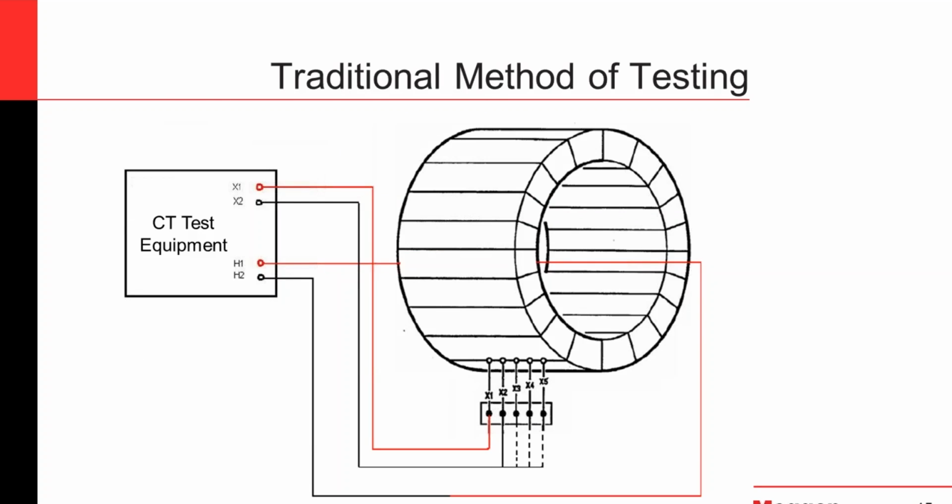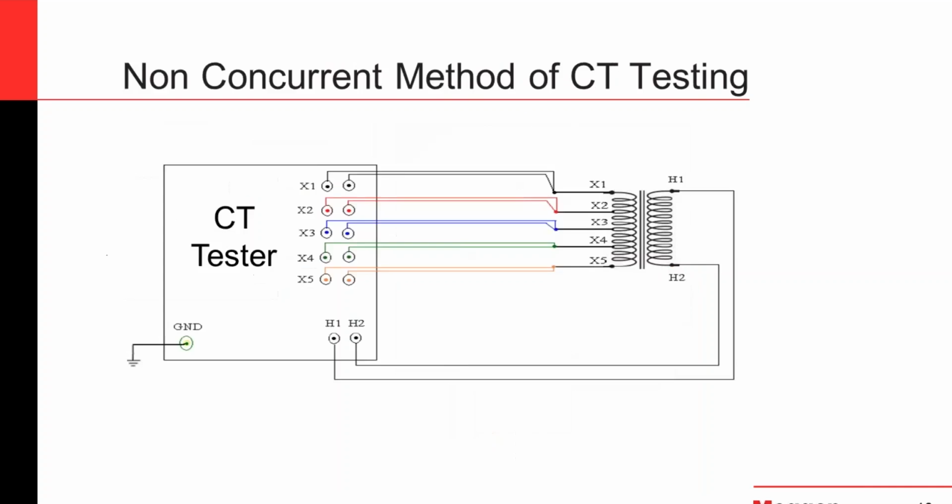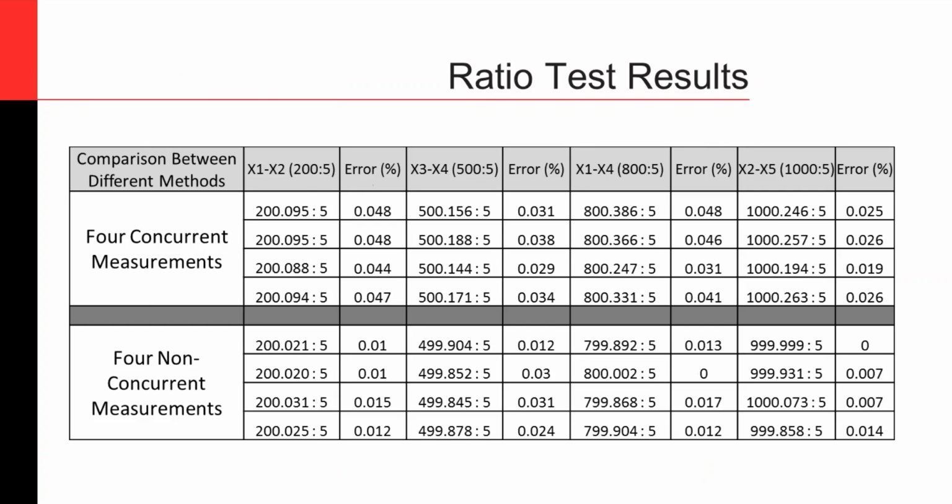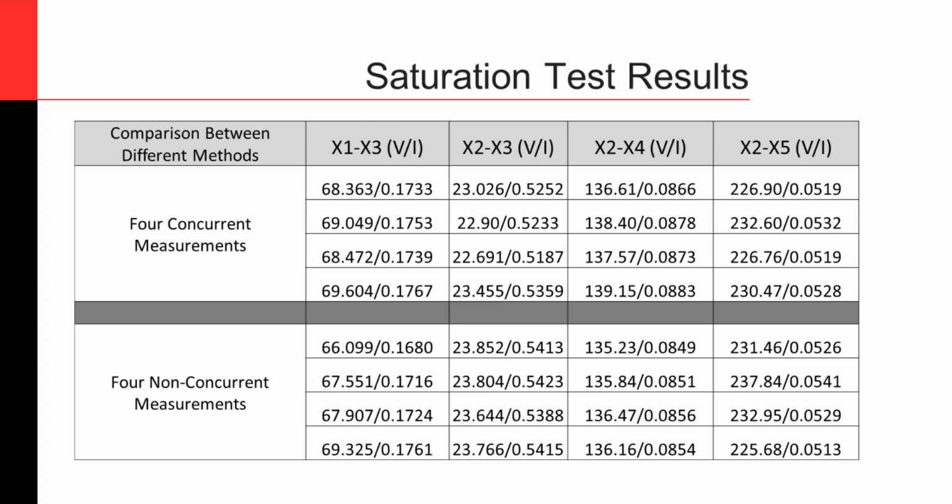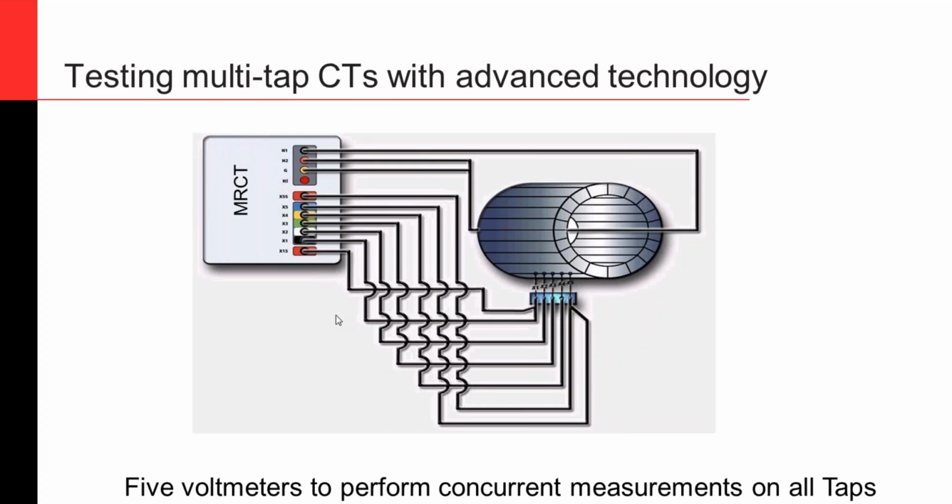So that's one of the reasons why I included another slide saying that we did a test on concurrent and non-concurrent to show you what is the difference. We didn't see much of a change between the same test that we did. So the concurrent test measures the current at the same time. The non-concurrent test measures the current individually. Even the concurrent test does it individually, but at the same time.